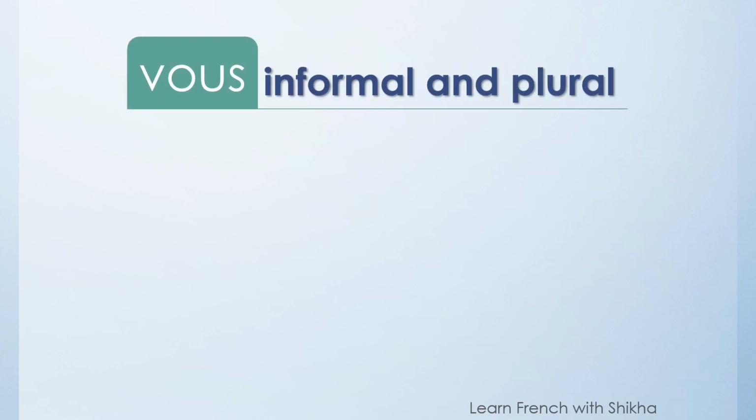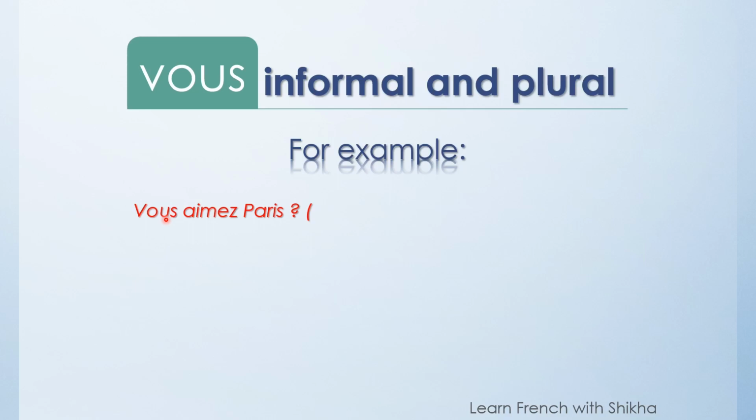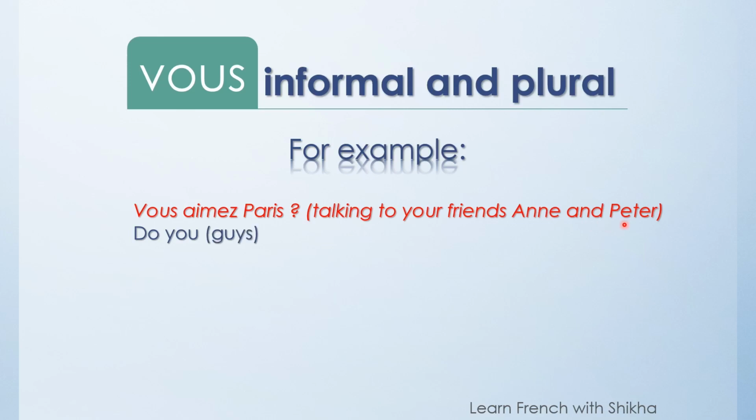Next is vous. Here we are going to discuss vous as informal and plural. For example, "Vous aimez Paris?" So here, talking to your friends Annie and Peter. Friends means it's an informal sentence, and it's plural also, right? So informal and plural, we are going to use vous. Do you guys like Paris?